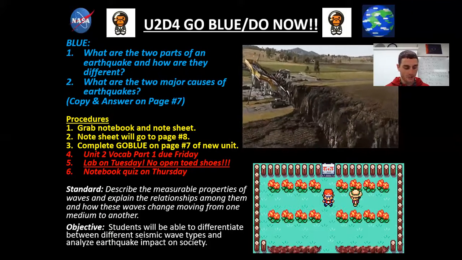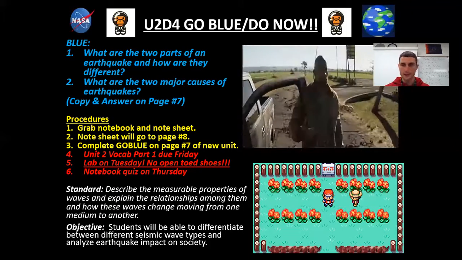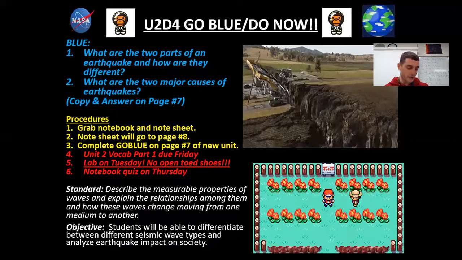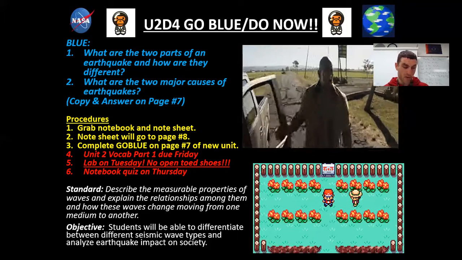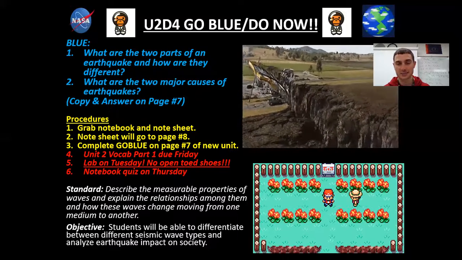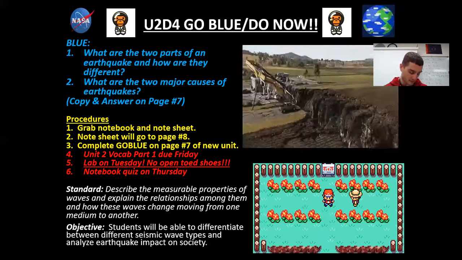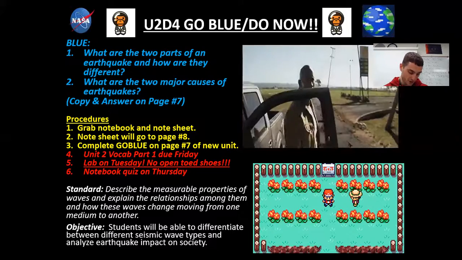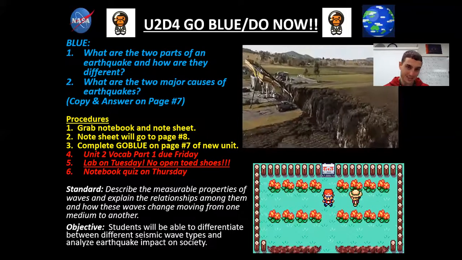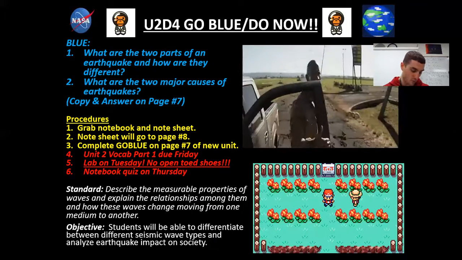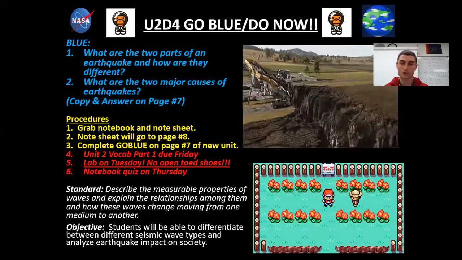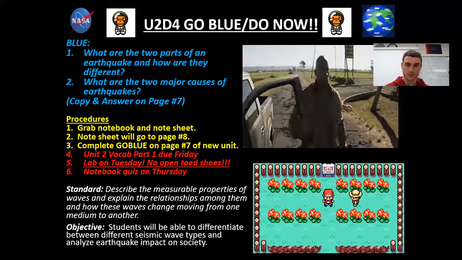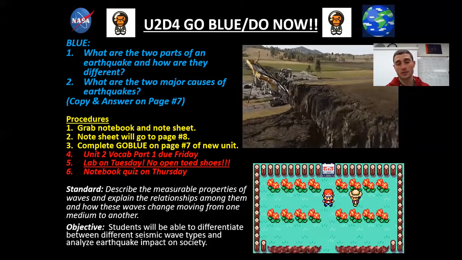Again, page 5 was yesterday's Go Blue, and page 6 was the seismic waves notes. Seismic waves was the beginning of our earthquake stuff, which we didn't quite finish yet. We finished on focus and epicenter. So we should have that at the bottom of page 6 right now. Other than that, there are no other updates, guys.